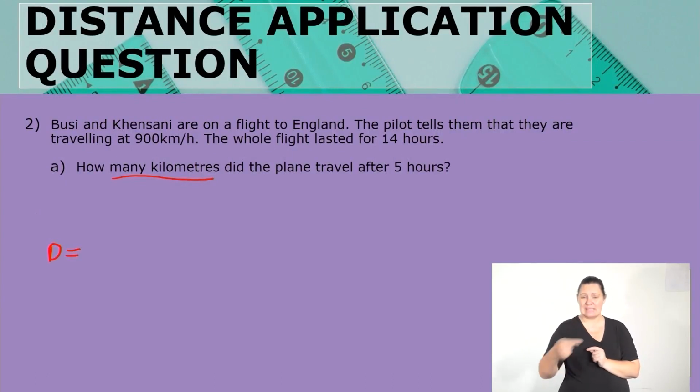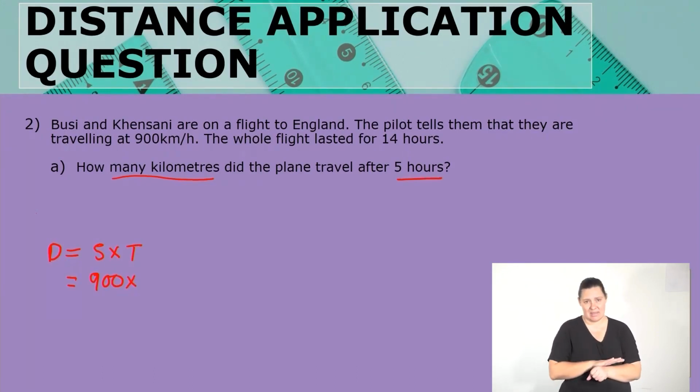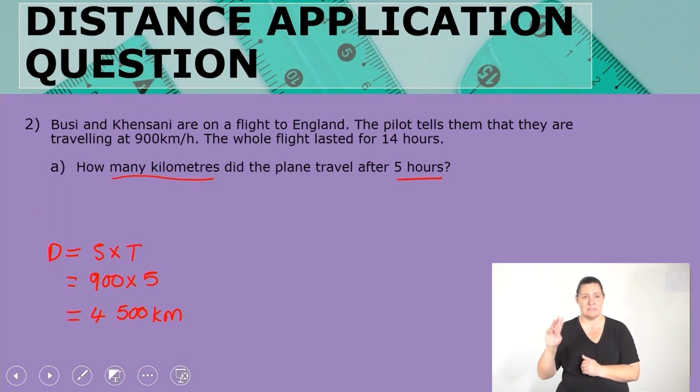So we are going to write down the formula for distance. Do you remember what the formula for distance is? That is speed multiplied by time. I'm so glad you remember it. So what was the speed that the plane is flying at? 900 kilometers per hour. And we want to find out what was the distance covered in the first 5 hours. So 900 multiplied by 5 will give us 4,500 kilometers. It means that in 5 hours, our plane has now covered a distance of 4,500 kilometers.